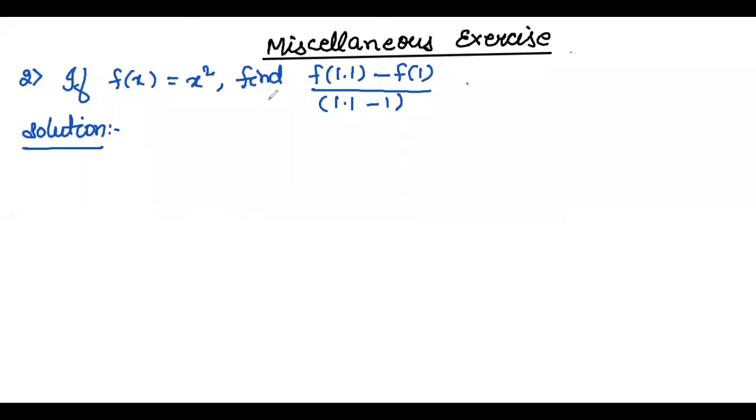Now question number 2. This is a very simple question. f(x) is given here as x square. So we have to find out f(1.1) minus f(1) divided by 1.1 minus 1. So we will find out [f(1.1) minus f(1)] by [1.1 minus 1].